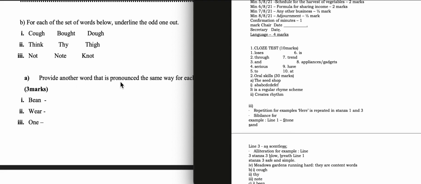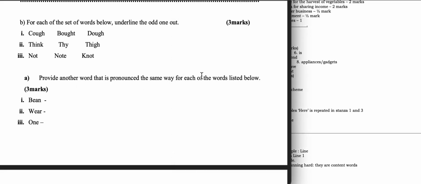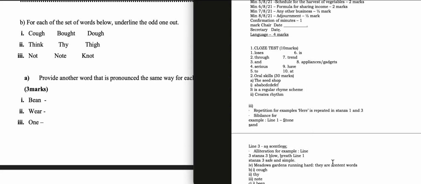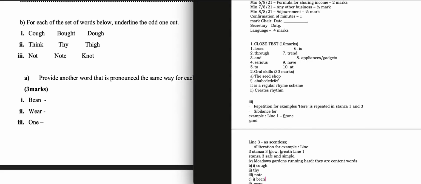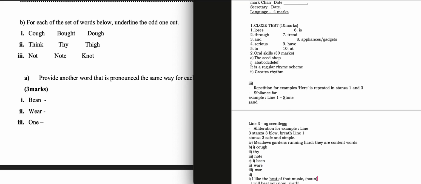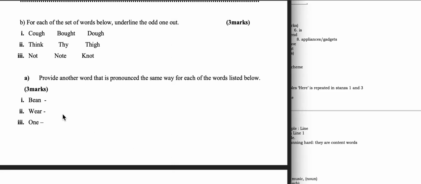Provide another word that is pronounced the same way for each of the following words listed below. 3 marks. We have been, so here is been, B-E-E-N. Where is where, W-A-R-E. One is one. Yes. Then we go to D.